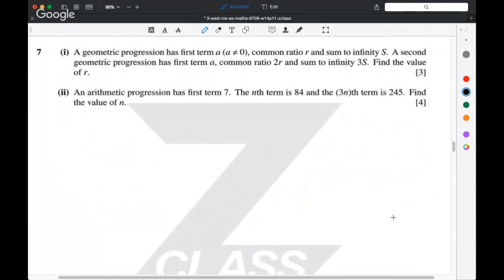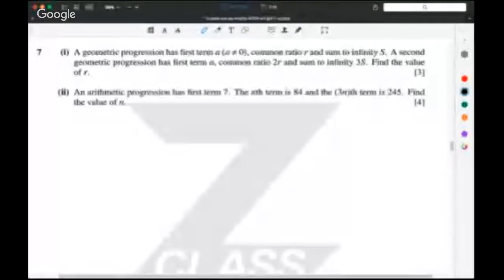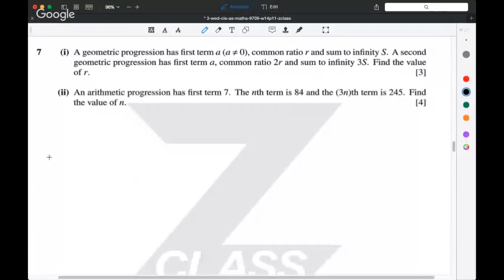Okay, so geometric and arithmetic progressions. I always find it useful to write out the general formula. We'll start with a geometric progression. A geometric progression is characterized by the fact that if you take any particular term and divide it by the previous term, you always get the same number. It's called the common ratio.